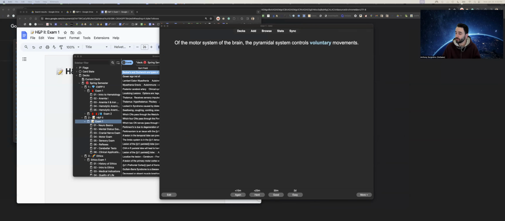Oh no, this is right. I thought it was like extra versus intrapyramidal. Pyramidal is voluntary. Extrapyramidal is involuntary. I did know that. I'm going to give myself that.